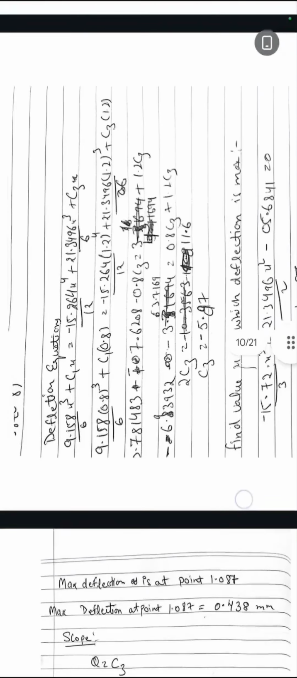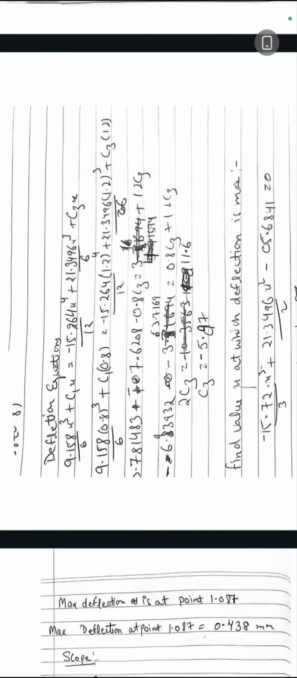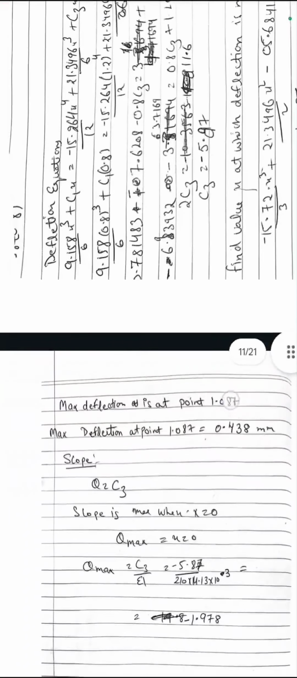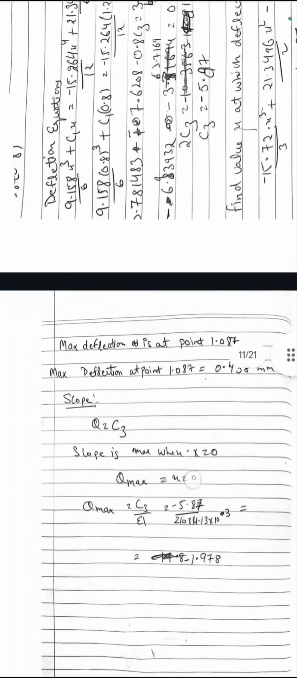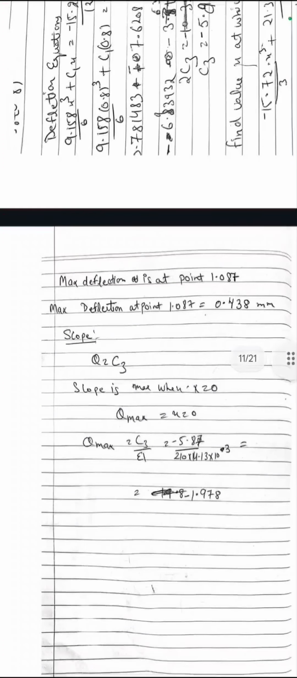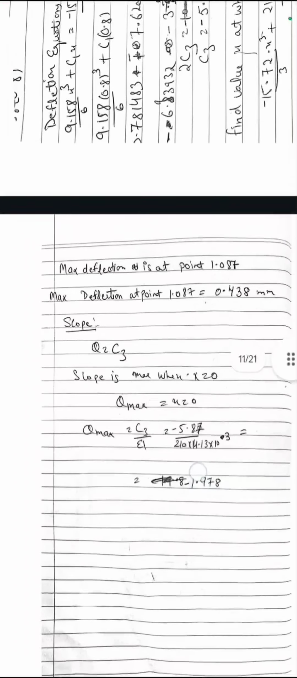And we continue, and we find the max deflection at X, and the max deflection at X was 1.087. There was a point where max deflection happened, and the max deflection was 0.438 millimeters at point X equal to 1.087, and therefore we calculate our slope as well.